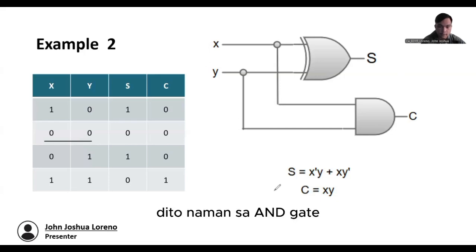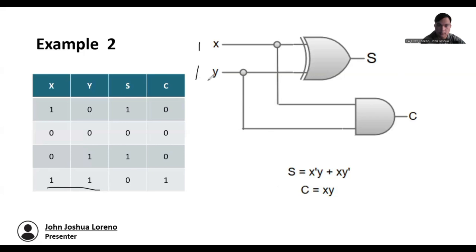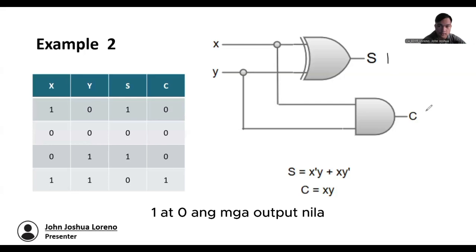Dito naman sa AND gate, makikita natin na dalawa sila may 1 sa inputs nila. Ang magiging output nila, si carry yung may 1 at si sum naman yung may 0. Kasi yung kay XOR, dapat isa lang. Kahit sa input, basta isang 1 lang, tapos yung isa na iba. Para maging 1 at 0 ang mga output nila.